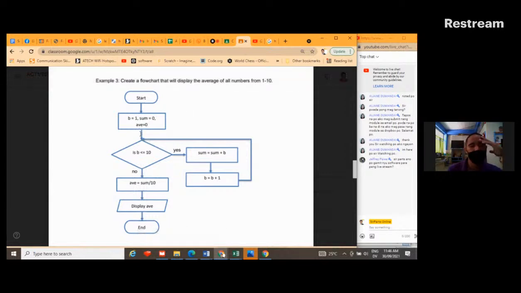So after that, we have the flow line, and then we have the decision, and then we ask, is B, which is 1, less than or equal to 10? So that is less than, so that's yes. And then sum equals sum plus B. So you have sum here. Sum is initialized as 0. So 0 plus 1, sum will be equivalent to what? 1. Okay?